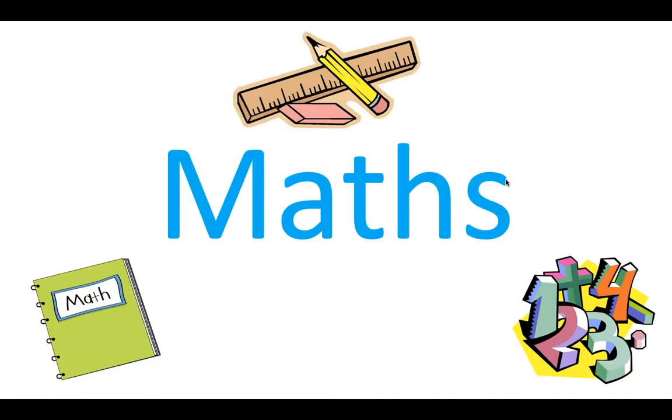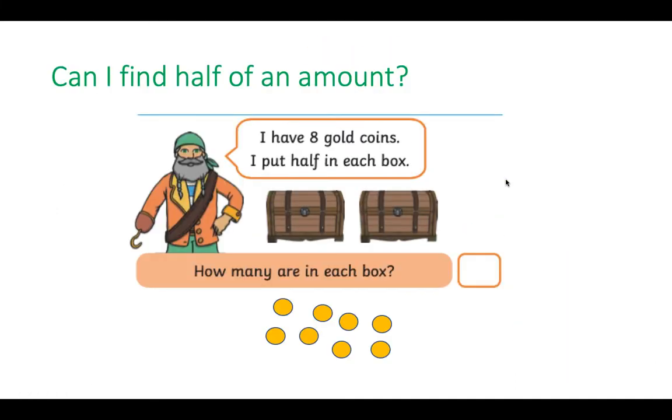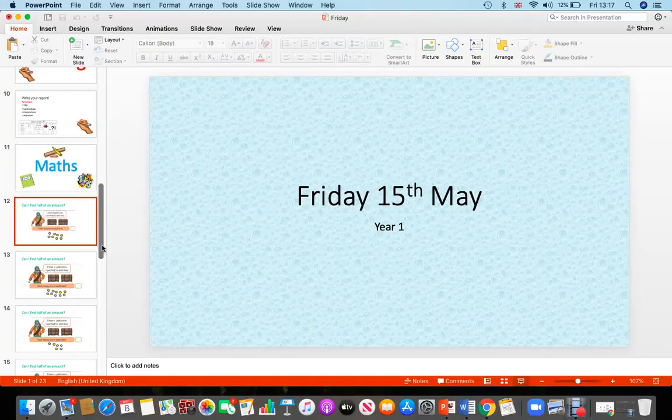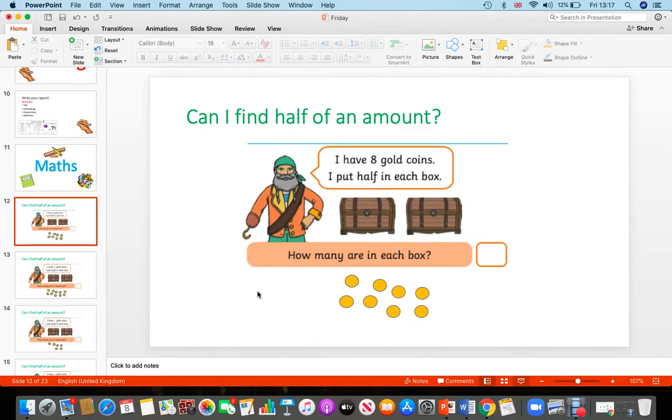Okay, now we'll go on to our maths. So we're still doing half of an amount. Okay, so I'm going to take my PowerPoint off so that I can move some things around, okay? So we're going to go through this together. So I have 8 gold coins. So here's the 8 gold coins. Okay, if you're doing this at home, you could use something else. You could use like stones or cars or Lego, okay?